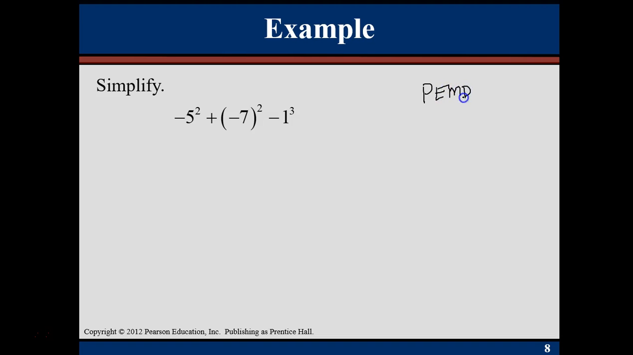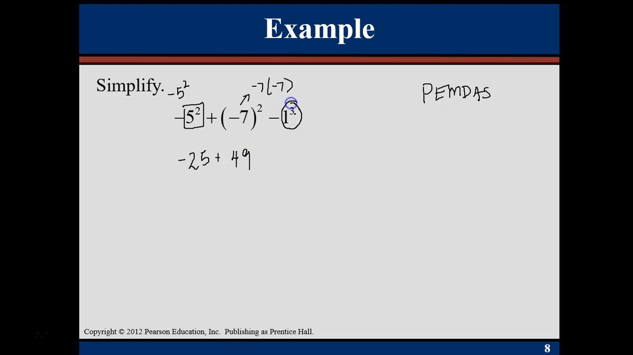If I follow PEMDAS here, I don't really have parentheses, right? I don't have a bunch of things in parentheses. I just have negative 7 times a negative 7. Over here I have negative 5, but that 5 is squared, and so I need to square the 5 first and then put the negative on front. Negative 7 times negative 7 is a positive 49.